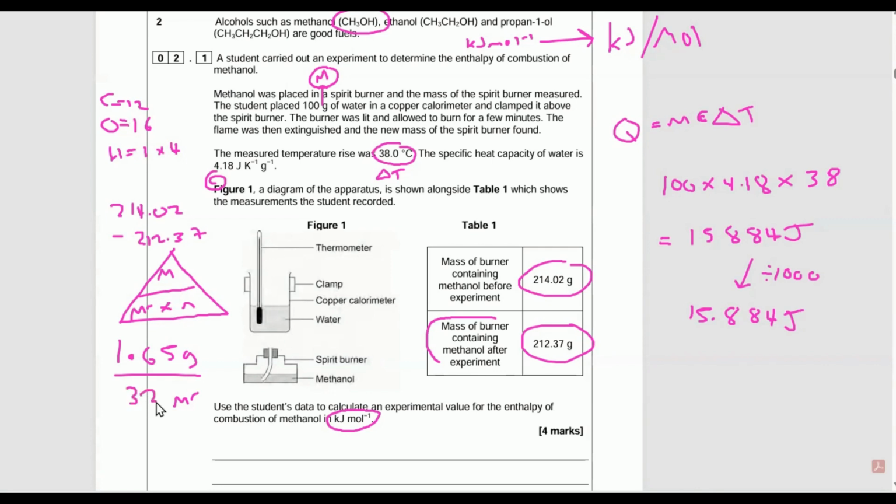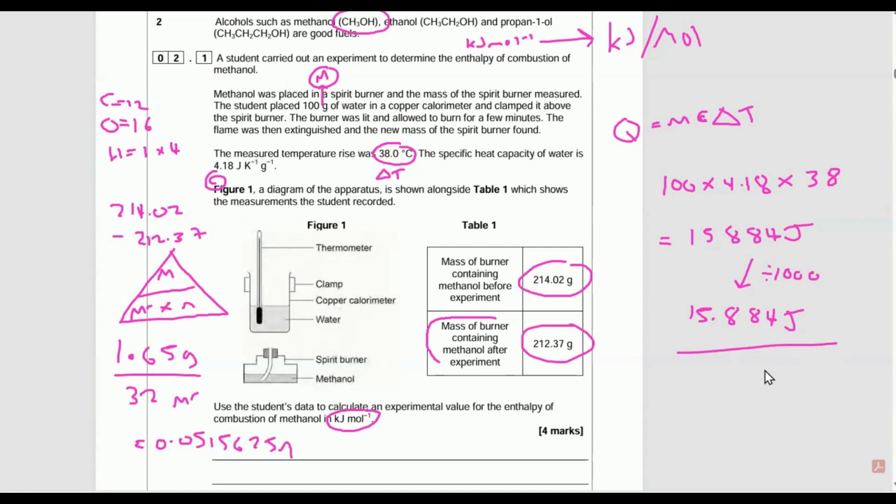Let's smash that in the old calculator. If we do 1.65 divided by 32, we are going to get 0.05156. So 0.05152625. That's the amount of moles. That's n.